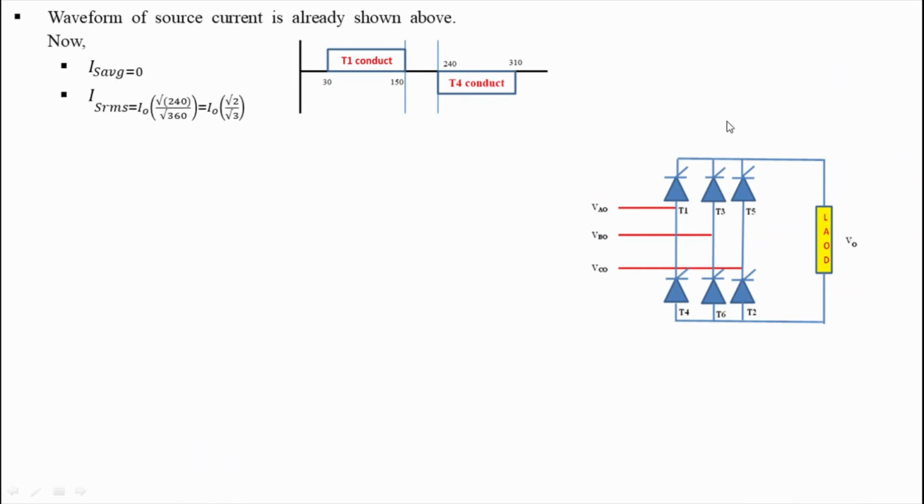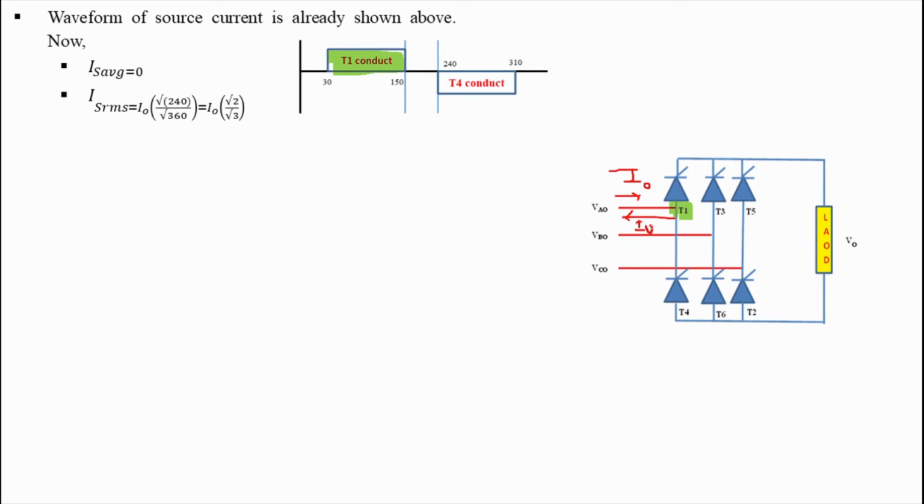Now see, this is the diagram of fully controlled rectifier. Here we can see that this thyristor T1 conducts for 120 degree, and when thyristor T1 conducts, then current I0 will flow through this thyristor T1, and when this thyristor T4 conducts, then we get current in this direction through this phase A0.